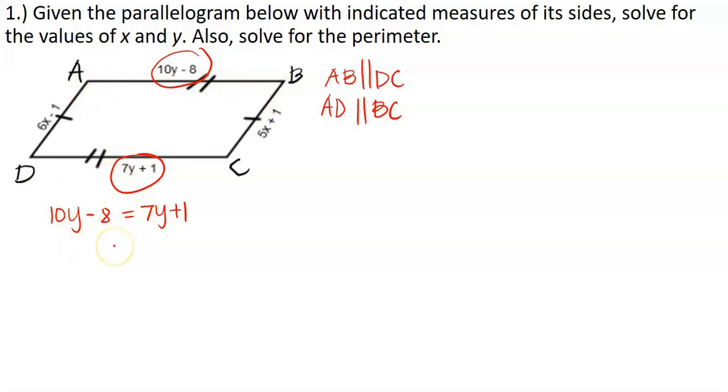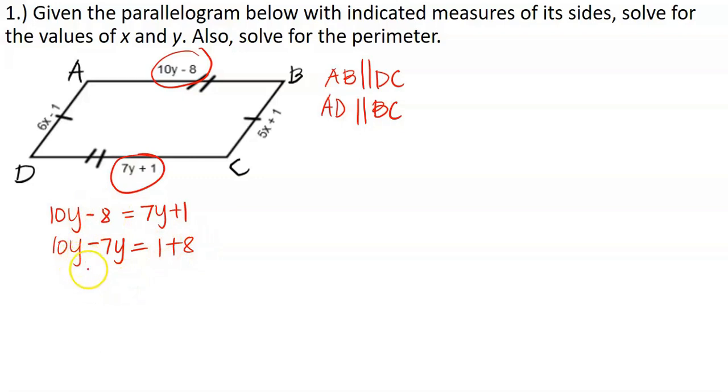So using the property of equality, we simply transpose 7y to the other side along with 10y, and we put negative 8 on the other side along with 1. Always remember, in the property of equality, if we move a term from one side to the other, we also change the sign. So from positive 7y it becomes negative 7y, and from negative 8 it becomes positive 8.